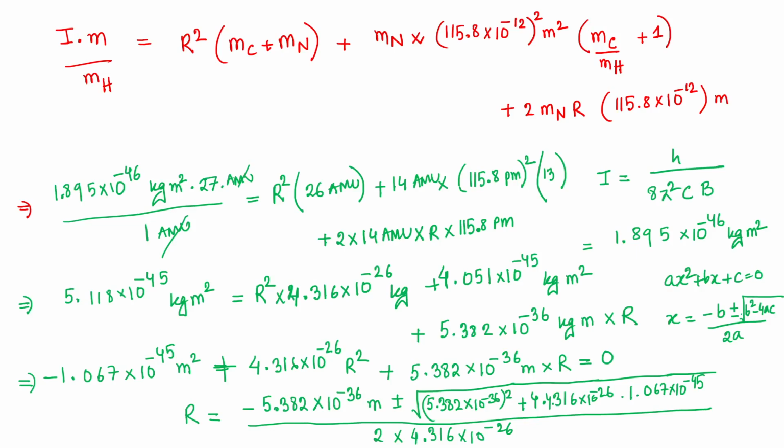Square of this plus 4 into 4 into 4.316 into 10 to the power minus 26 into 1.067 into 10 to the power minus 45.